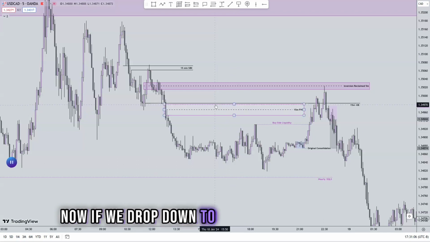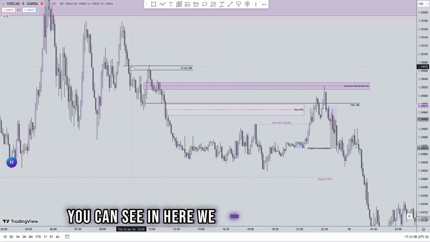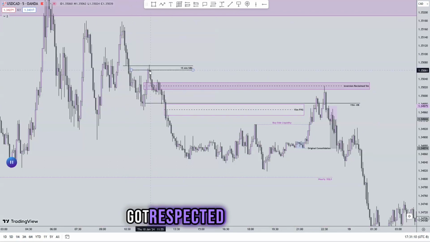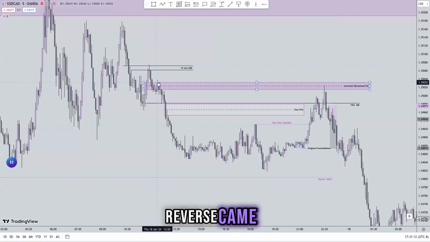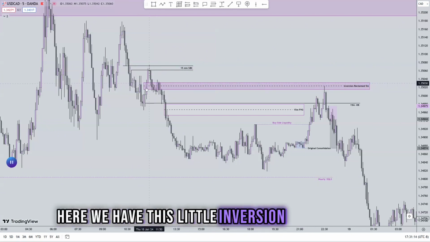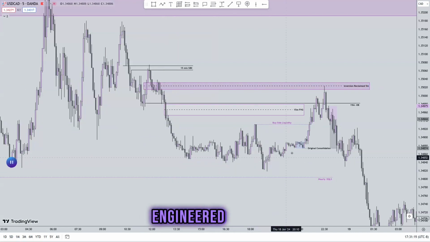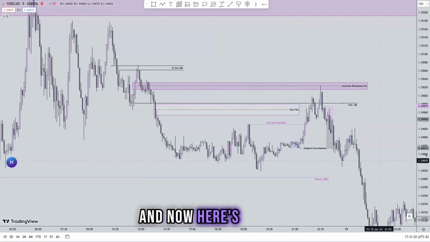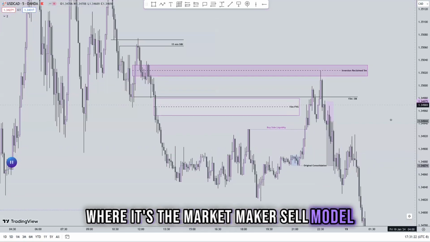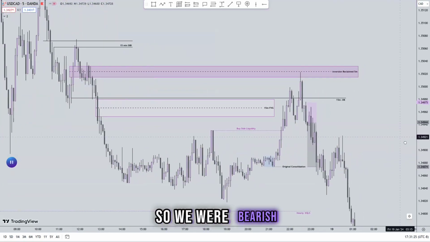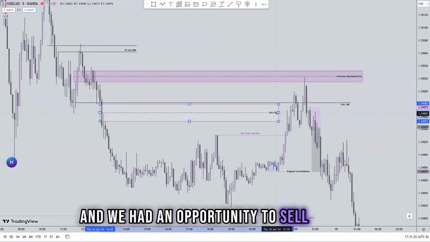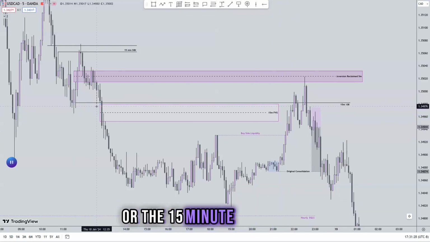Now if we drop down to the 5-minute time frame, you can see in here we have the 15-minute SIBI, got respected by the bodies, reversed, came up. Here we have this little inversion fair value gap, came up, reversed down, engineered liquidity. And now here's the part where it's the market maker sell model. So we were bearish and we had an opportunity to either sell in here or at the 15-minute order block.